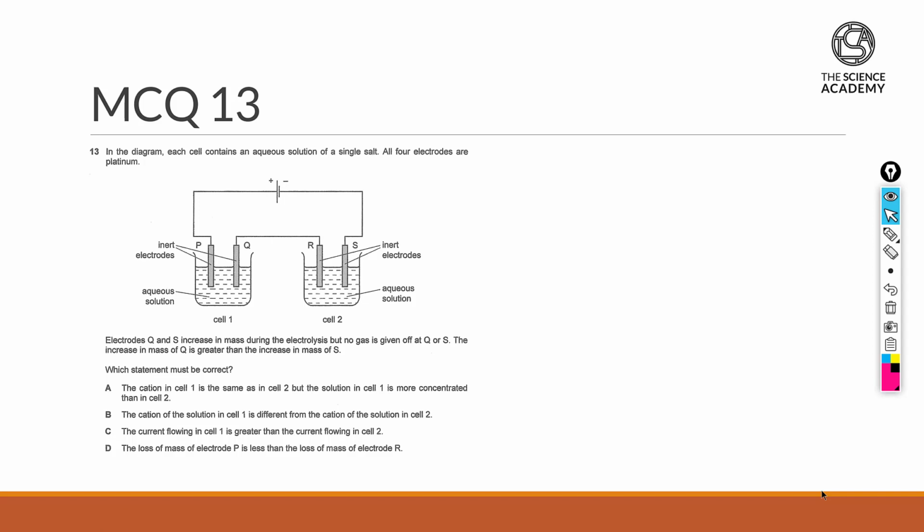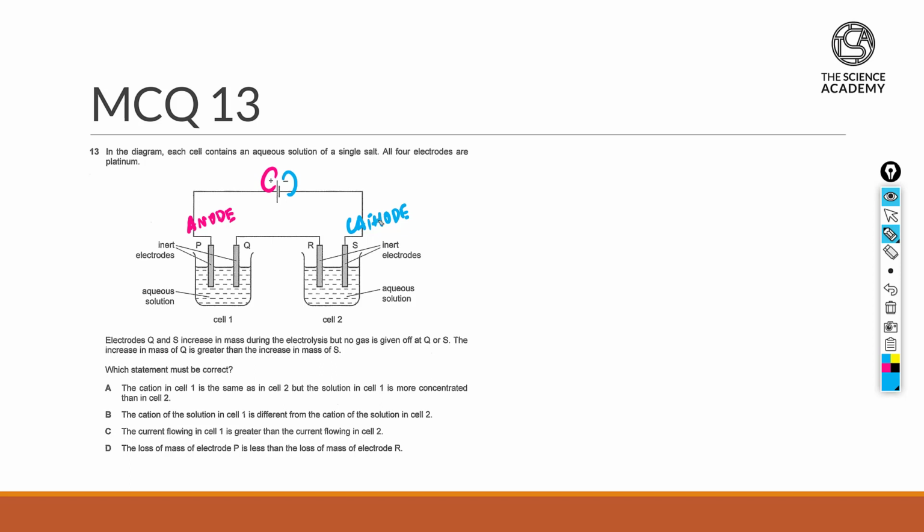Taking a break from mole concept, we'll start off with electrolysis. In this setup here, the positive terminal of the battery is connected to P, suggesting that P is actually the anode attracting anions. And the negative terminal of the battery is connected to S. This is going to be the cathode to attract your cations itself.